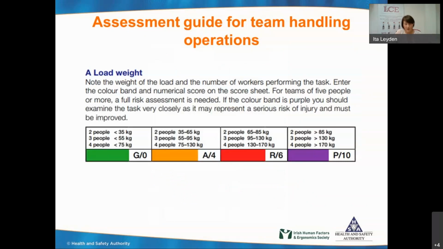So the load weight, here we look at how many people are involved and what weight are they carrying. So if, for example, you have a 140 kg weight and it's going to be carried by 3 people, do a little exercise there in your heads as to what score you would put that. So 3 people, 140 kg weight. And hopefully you've all identified that's a P10. It's off the Richter scale, really not an acceptable lift in any organization.